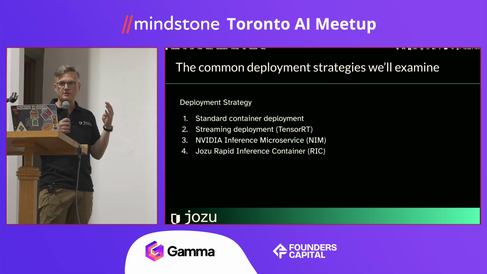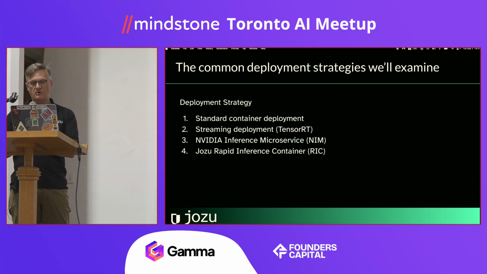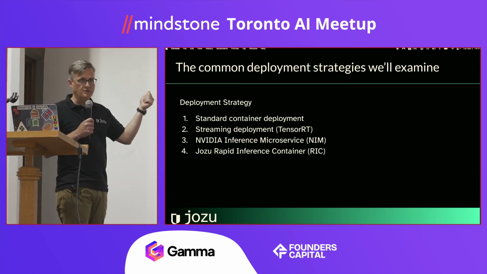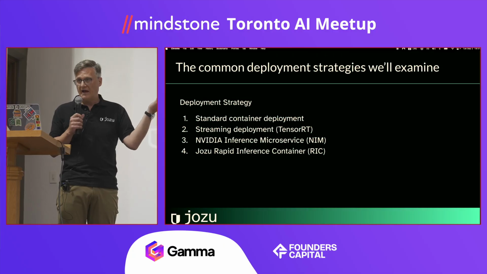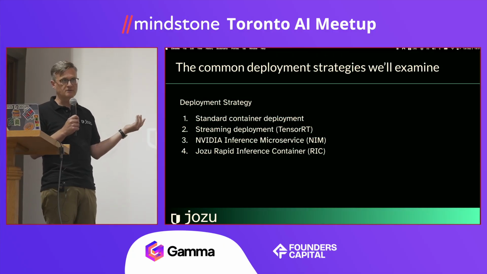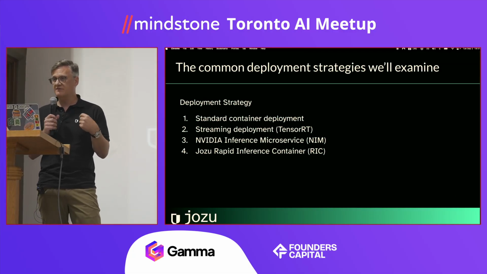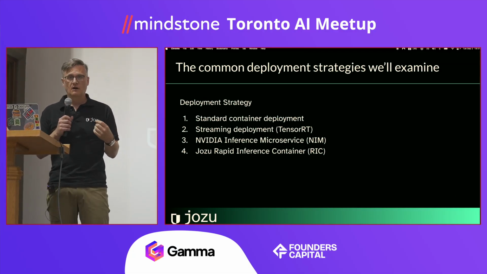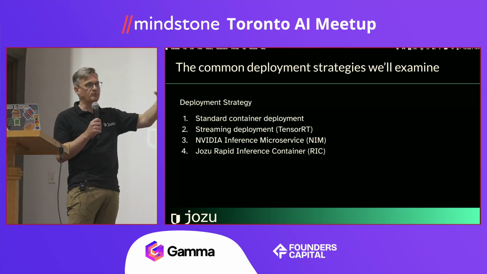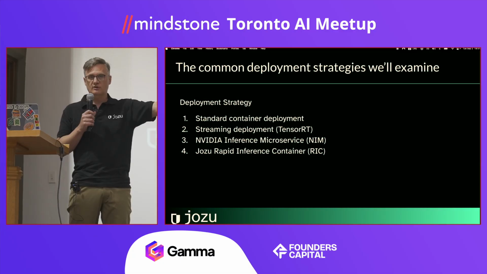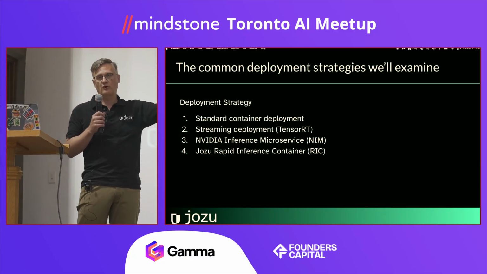All right, so there are essentially 4 deployment strategies that I can use. Standard container deployment, which is kind of just the default. It's what will happen if you don't choose to do something else. There is something called a streaming deployment. You might have heard of TensorRT. So that is going to be a streaming deployment. It's going to kind of start just like a Netflix stream. It's going to start as quickly as possible before necessarily the whole thing is loaded.